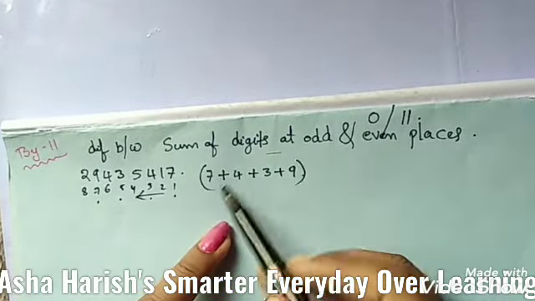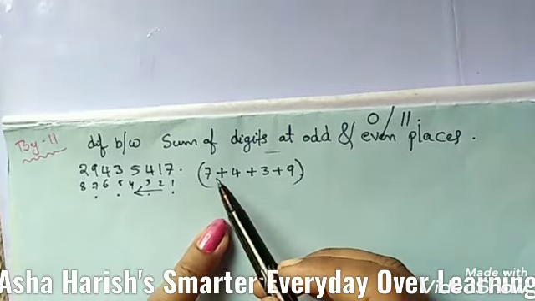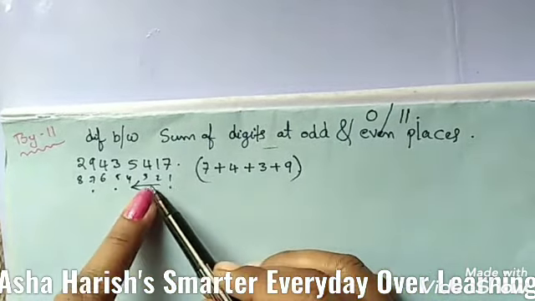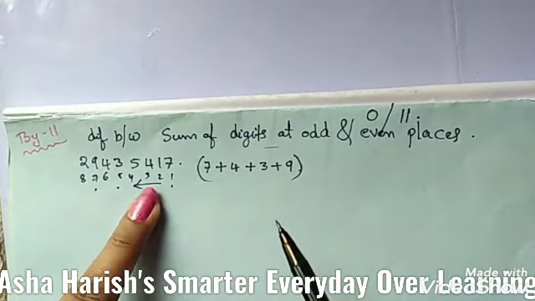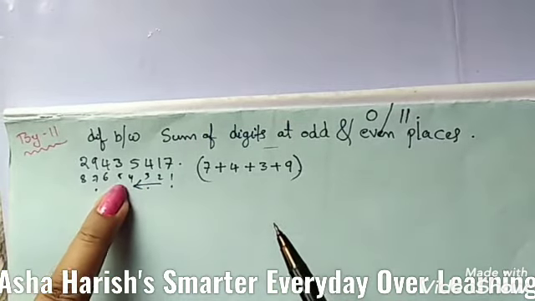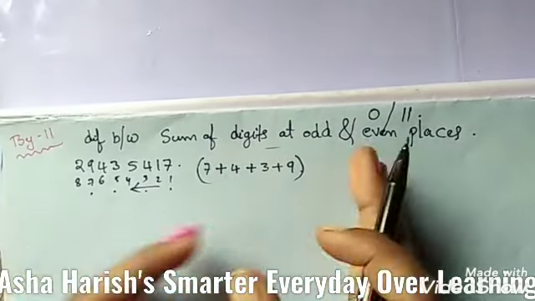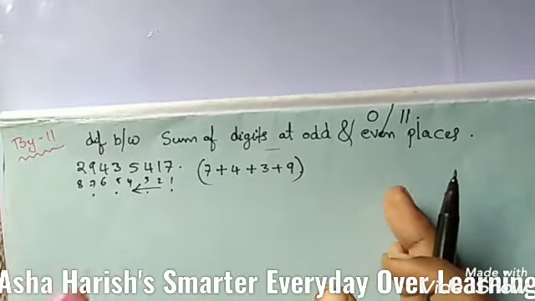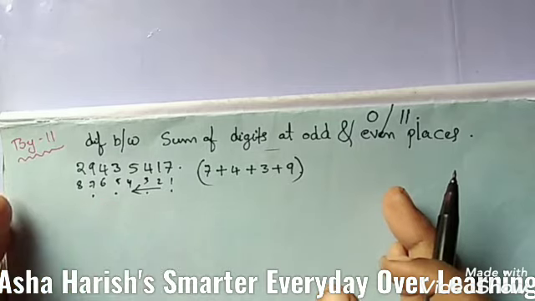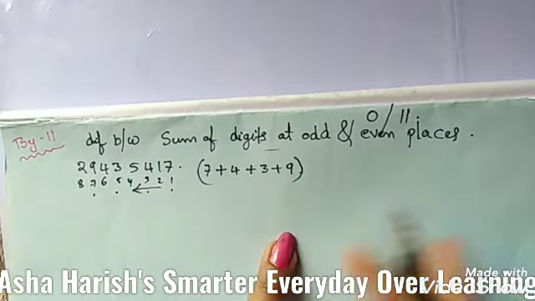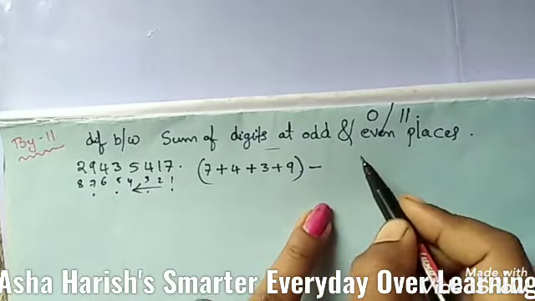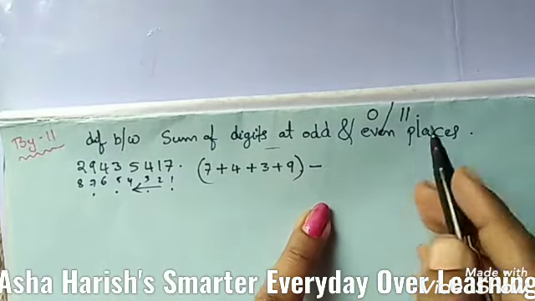So the numbers are 7 plus 4 plus 3 plus 9. Why? Because 7 is located at first place, that is the odd number, then 4 that is the third one, and 3 is the fifth place and 9 is the seventh place. From right to left you need to count the places, okay, the digit places.